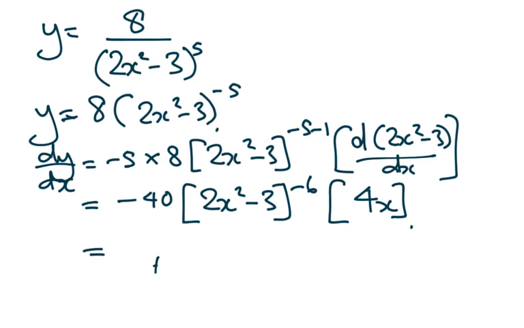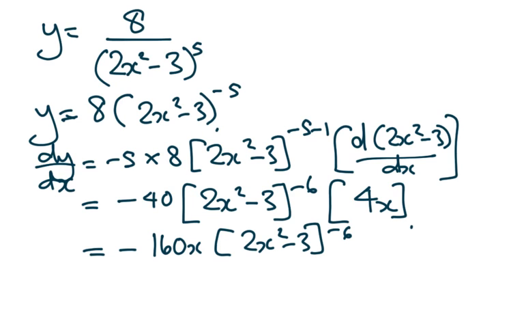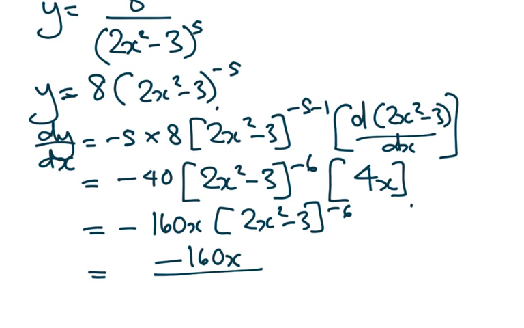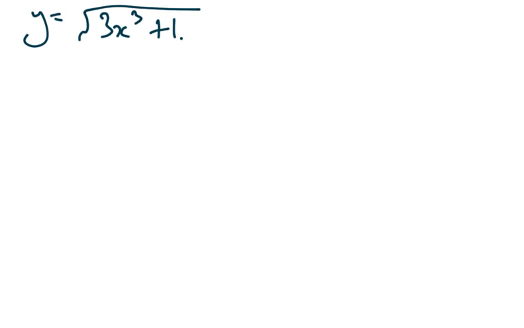Now let's simplify this. 4x times negative 40 is negative 160x, and then (2x squared minus 3) to the power of negative 6. I don't like to keep the degree in terms of negative, so I'm going to bring this down. Negative 160x over (2x squared minus 3) to the power of positive 6. That's it.